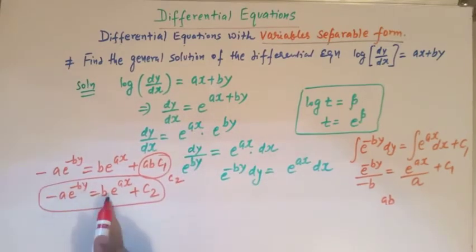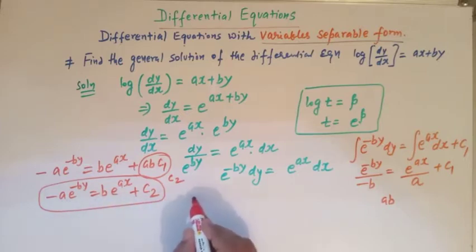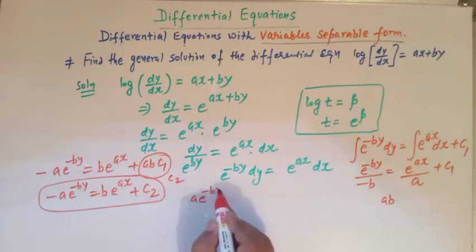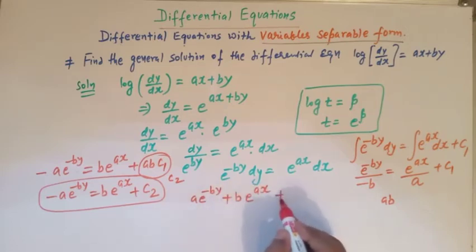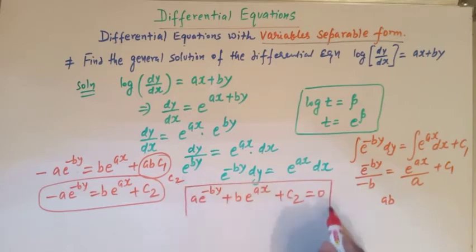So this is the general solution of this differential equation. Now we can arrange this equation like a e raised to minus by plus b e raised to ax plus c2 is equal to 0. So this is the general solution of this differential equation. Clear?